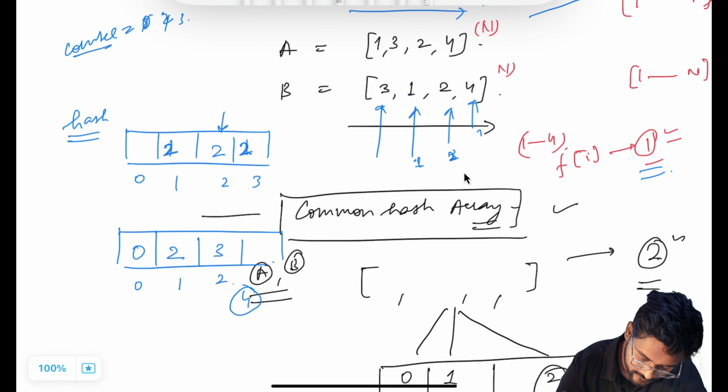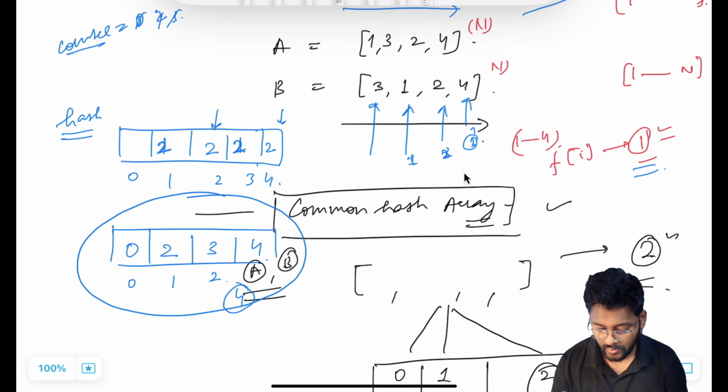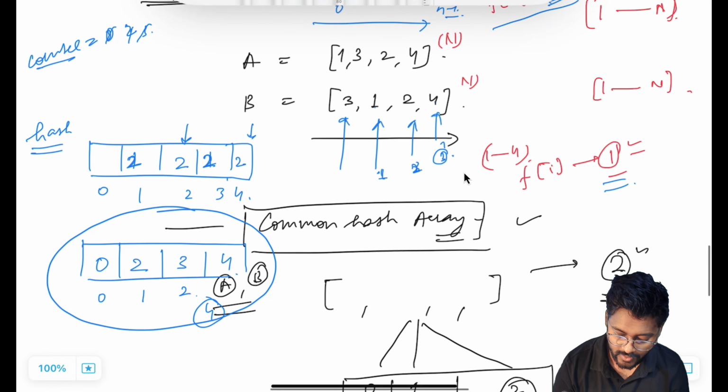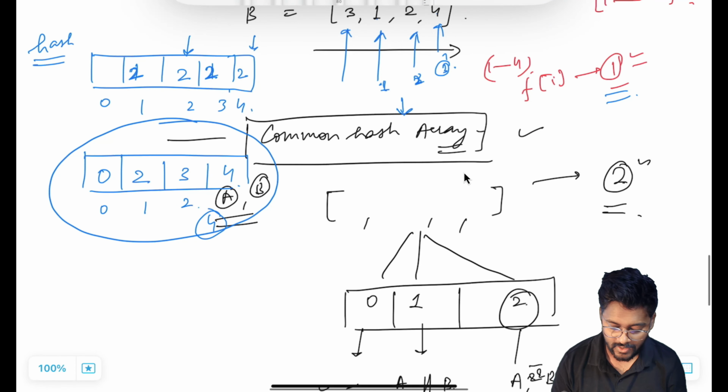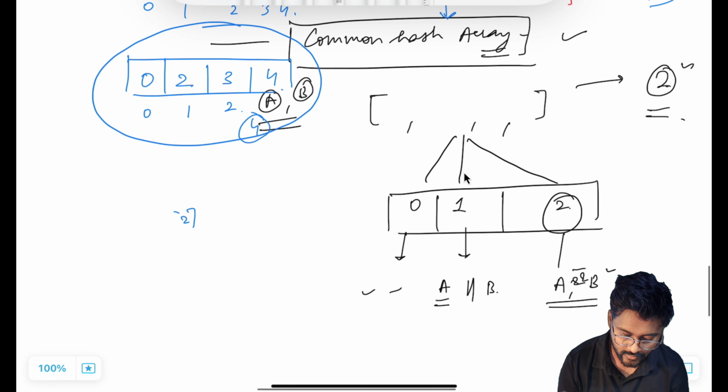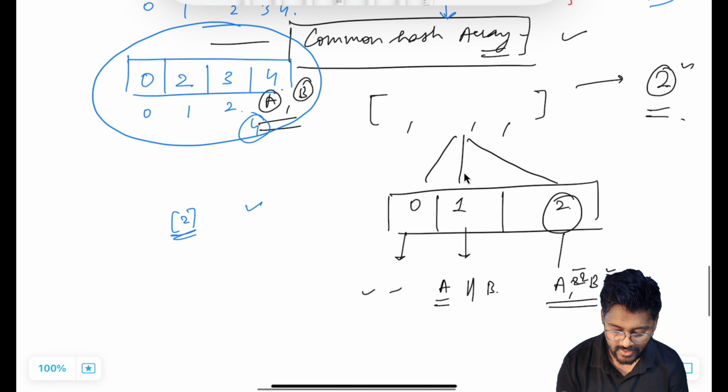Now at index 3, the item is 4. The frequency of 4 is increased twice, and the counter is also incremented because one more frequency of 2 has been encountered. So it is 4. So this is the approach. In short, we are maintaining a common hash array, and whenever we capture a frequency of 2, we see that there is one more common element encountered till the ith index.